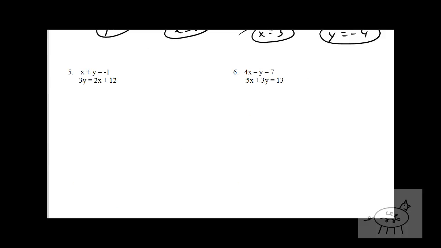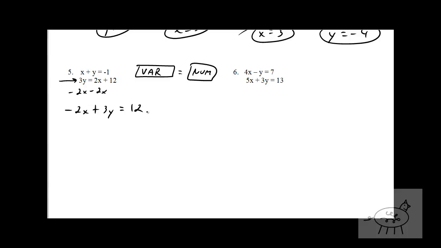Okay, so with number 5, the deal here, math fans, is that y is all by itself. I need the variables on one side and the numbers on the other side. And obviously it's just 3y here, so I need to move the x over, so it's really easy. I'm just going to subtract 2x from both sides. So that's going to give me negative 2x plus 3y is equal to 12. And then the other equation is x plus y equals -1. So now we're good to go. The x's line up and the y's line up.